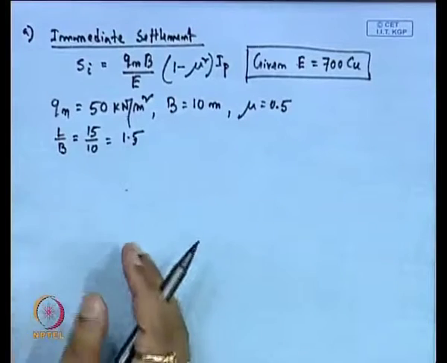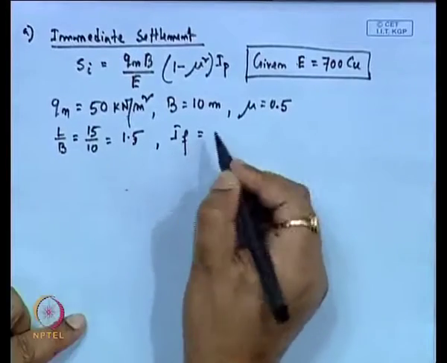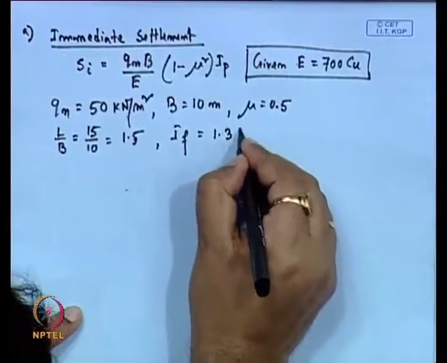From this table we can see that for the rectangular footing, for the flexible foundation, this IF value is 1.36. So we will consider 1.36 first. Then, when we calculate the immediate settlement as well as the consolidation settlement, we will multiply it by 0.8 to get the settlement for the rigid foundation. So our IF will be 1.36.